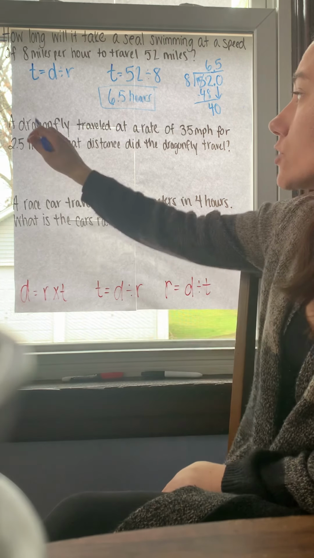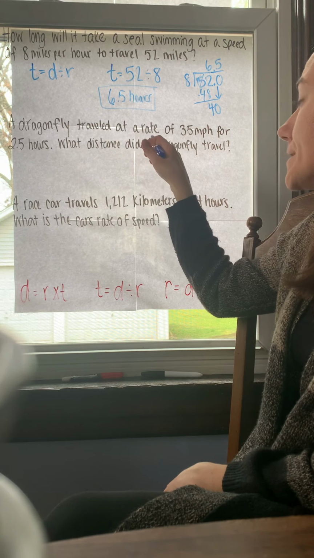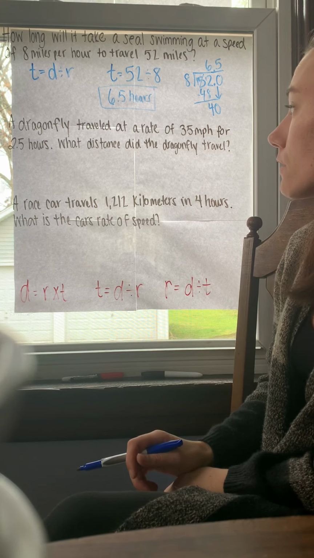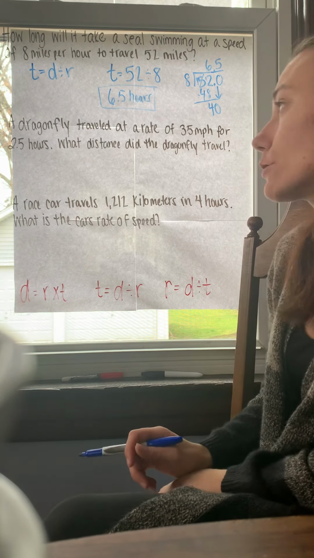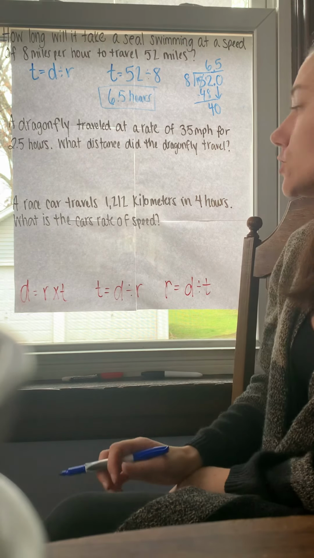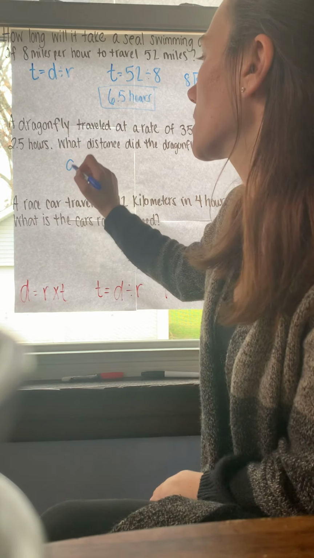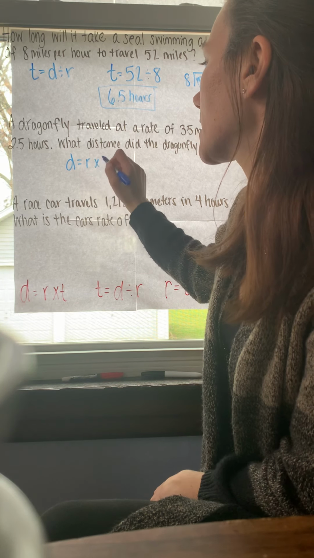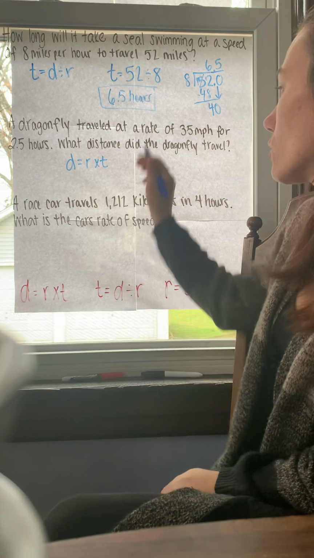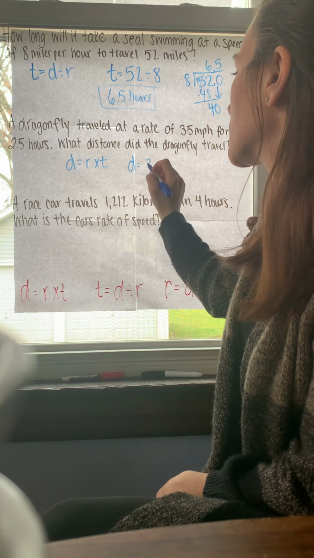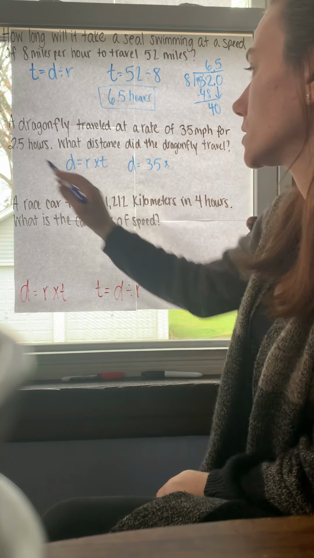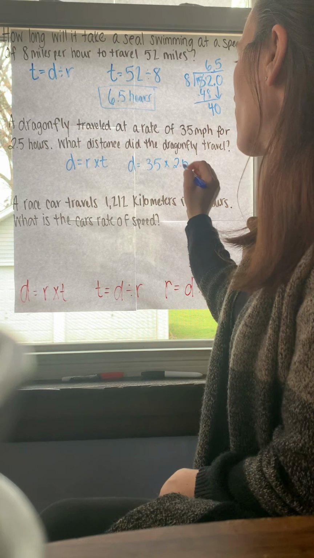The next one, a dragonfly traveled at a rate of 35 miles per hour for 2.5 hours. What distance did the dragonfly travel? So we need to use the distance formula, D equals rate times time. So we know the rate is 35 and we know the time is 2.5 hours.